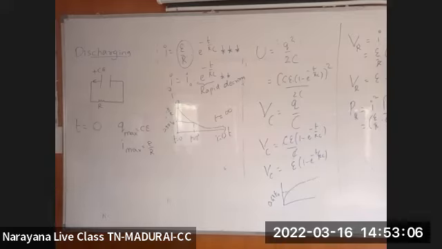T means what? Time, no. Tau. C into E by tau. And what logic are you explaining? Tell me. What is the initial current, I am asking?